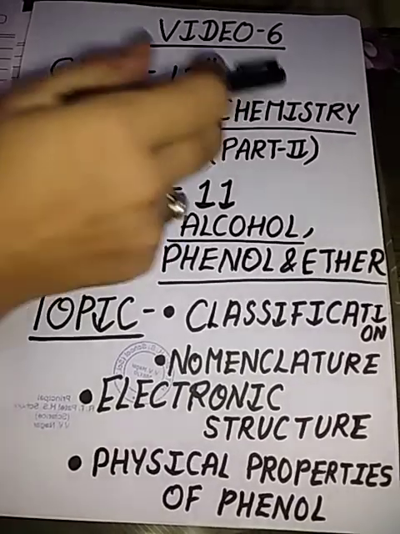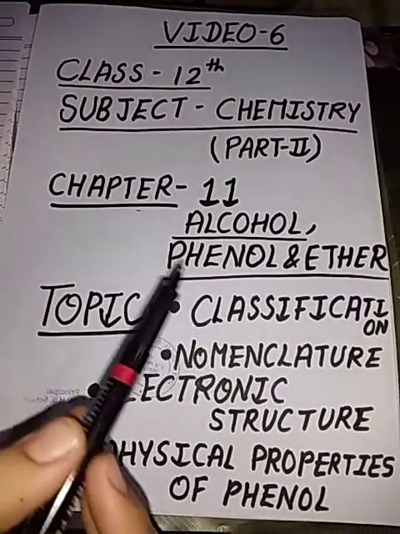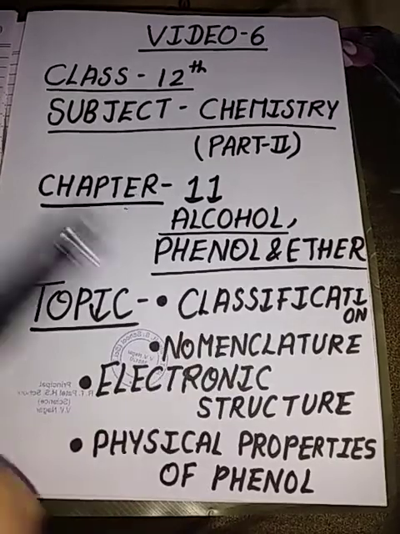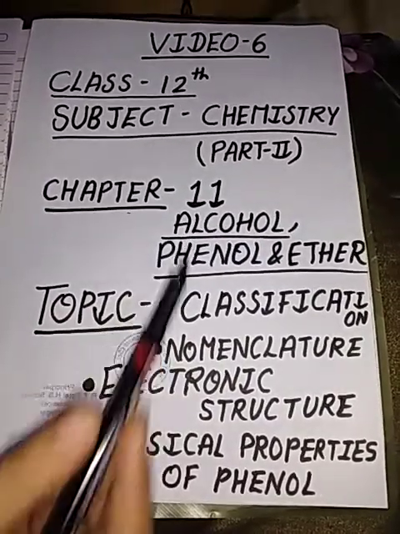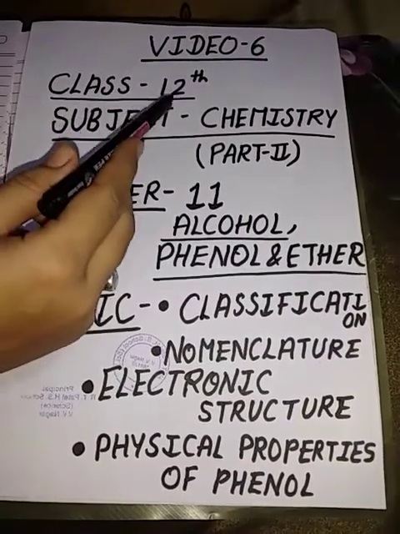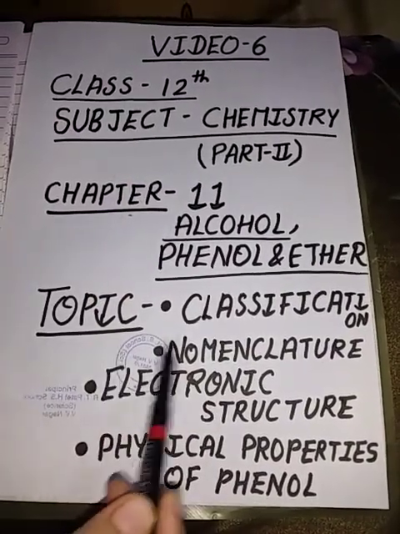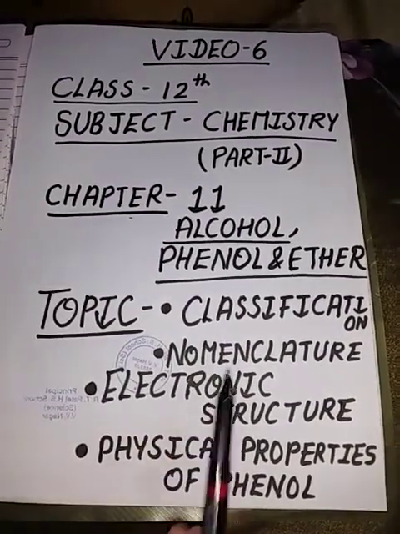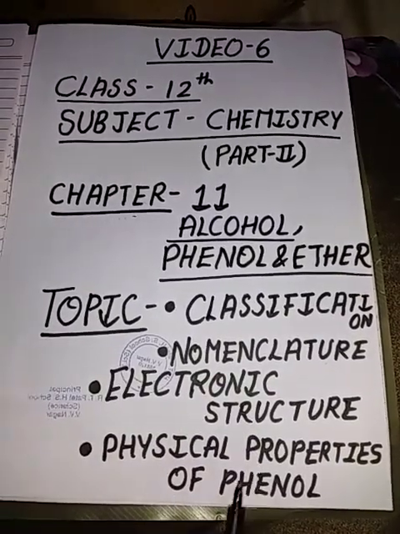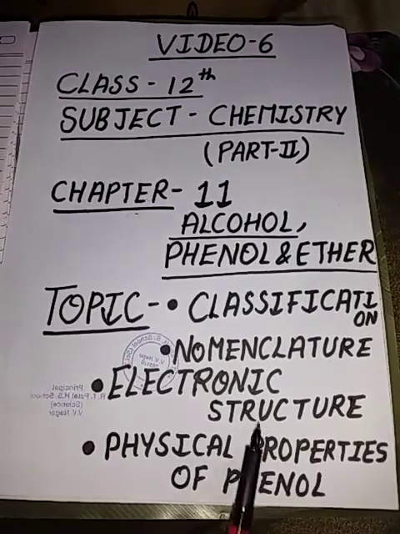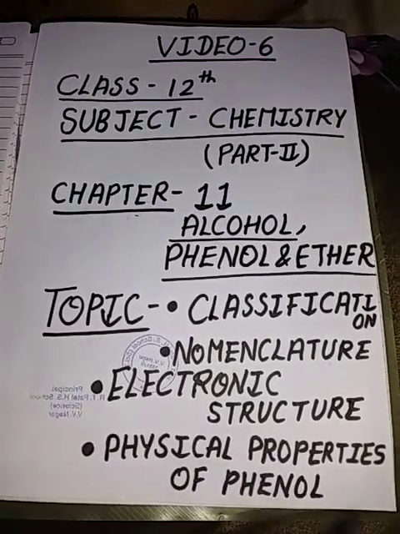This is video number 6. From the first video to the fifth video, I already discussed alcohol. In this sixth video, I will explain the classification, nomenclature, electronic structure and physical properties of phenol. So in this video, we will study phenol completely.